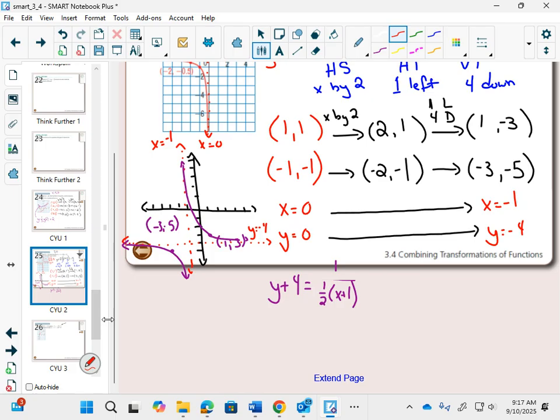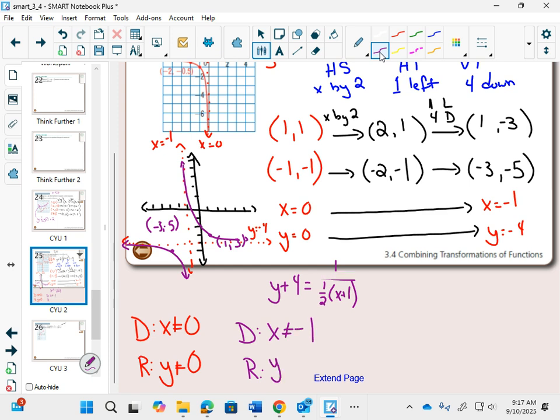So the red original graph, domain and range, the easiest thing to do is just say what it can't equal. So x can't equal 0, y can't equal 0. That is perfectly fine for domain and range. And then for our purple one, now the x value can't equal -1 and the y value can't equal -4.